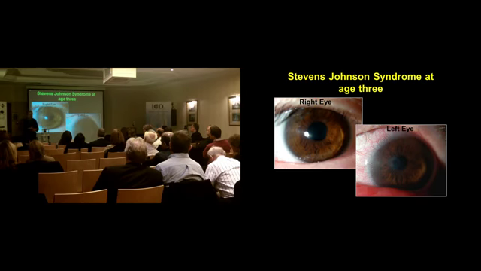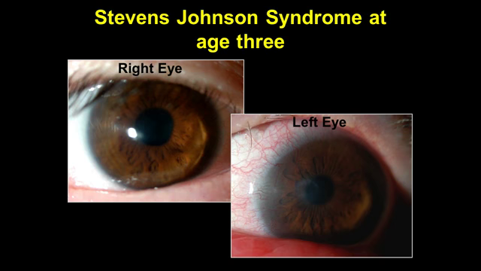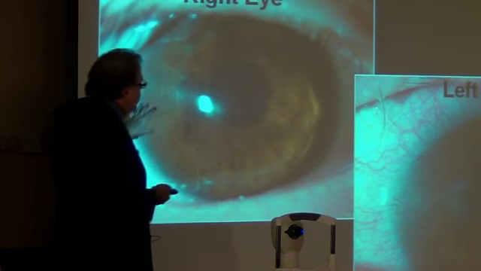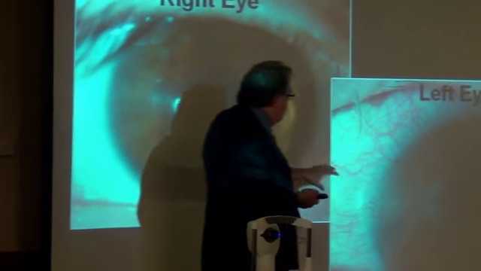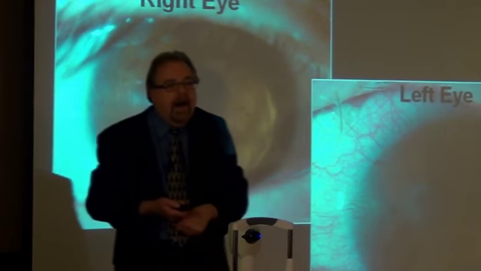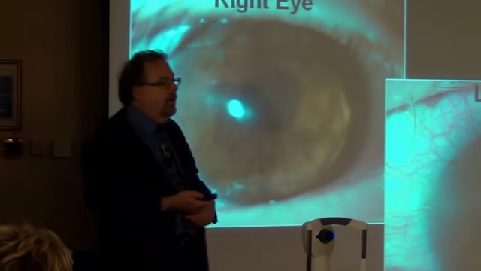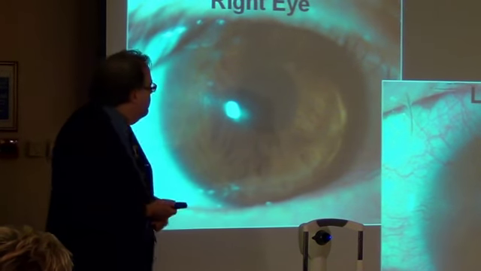Now, here is a patient with Stevens-Johnson syndrome. This is a patient that had SJS at age 3 and came in to see me at age 26. He had all of the familiar corneal scarring, vascularization, extremely dry eyes, all of the signs, symptoms of advanced Stevens-Johnson.